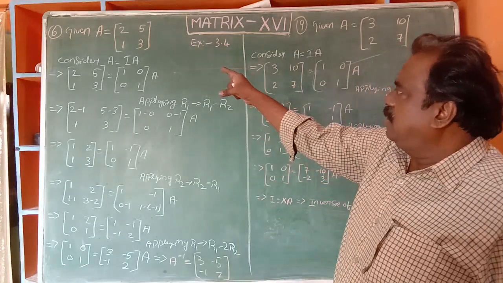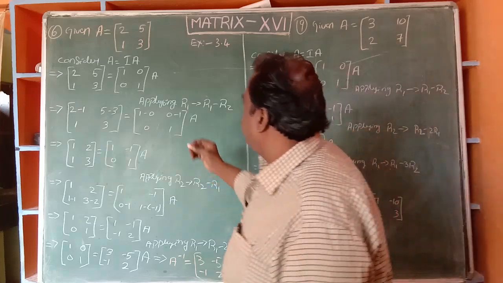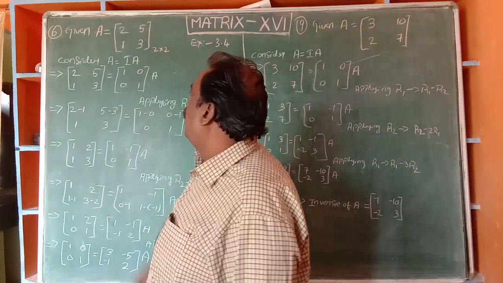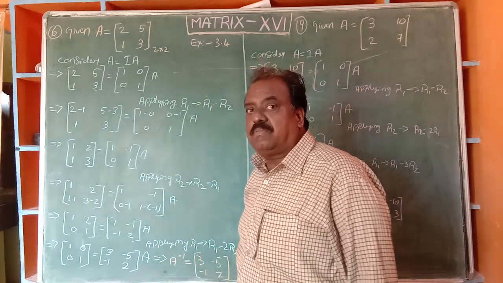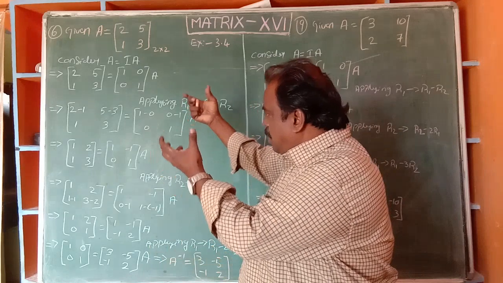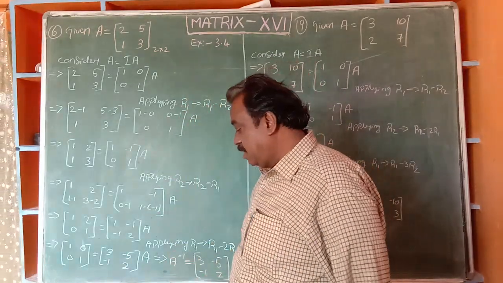We are given a matrix capital A. It is a 2 by 2 matrix. For this matrix, we have to find the inverse. This is a process. It is one type of process.